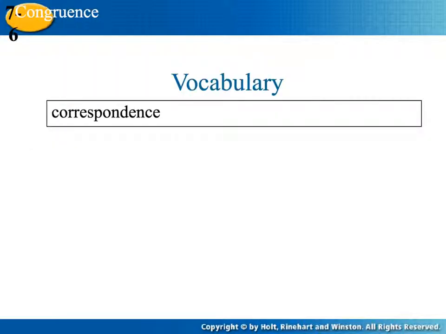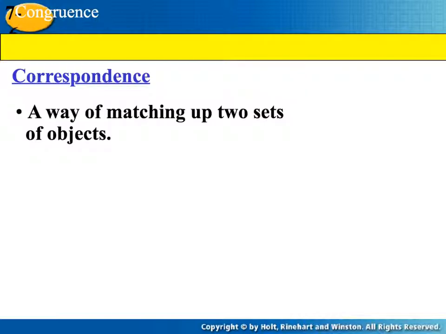Okay, today we're going to have one vocab word, correspondence. If you're supposed to write this down, write it down. This is a definition. Please write it down. Correspondence is a way of matching up two sets of objects. So we're going to be looking at two different triangles, and we're going to be using corresponding angles and corresponding sides by the way they are set up.